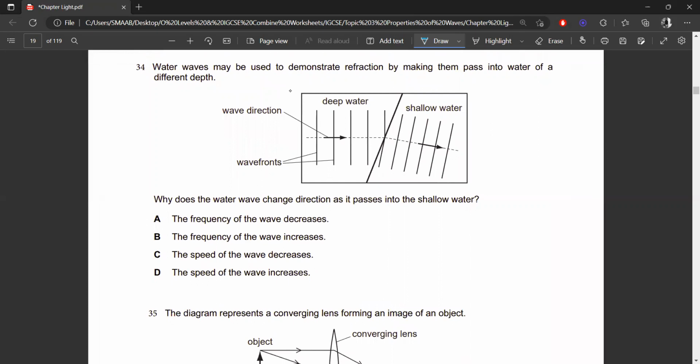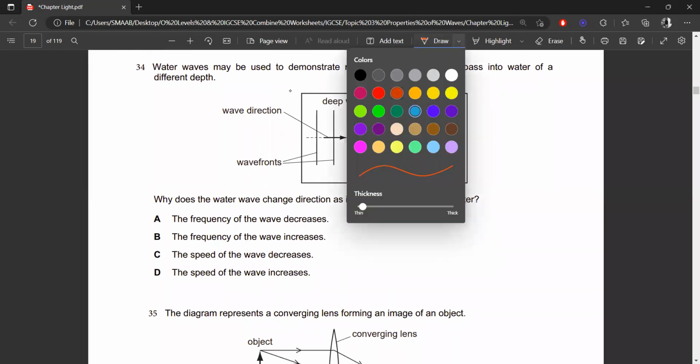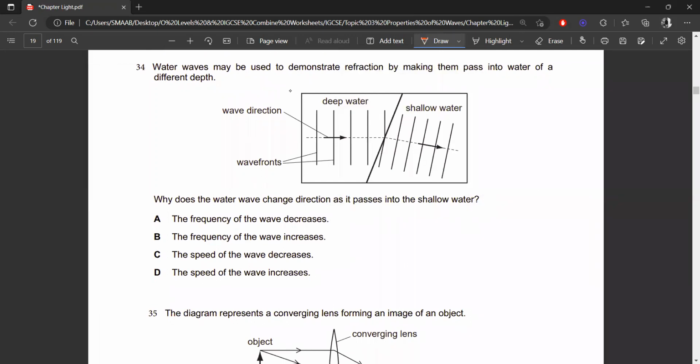Question 34 is also from the general properties of waves. So why does the water wave change direction as it passes into the shallow water? The speed decreases? The speed of the wave decreases. Yes, that is C.